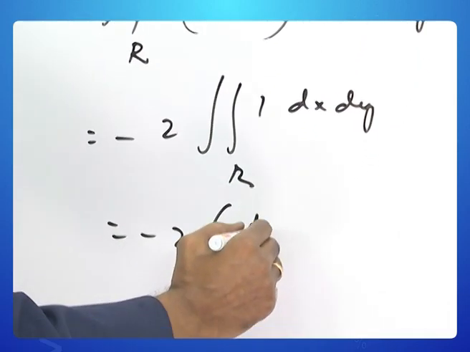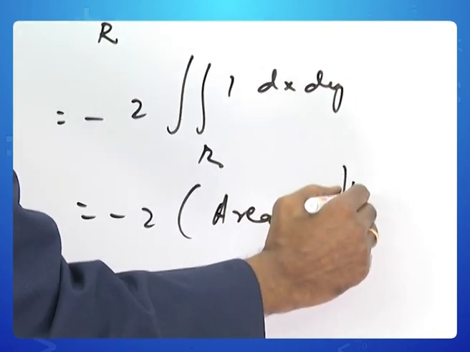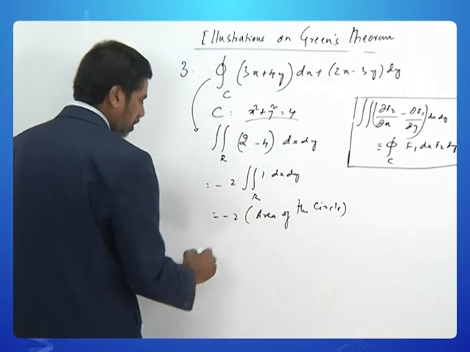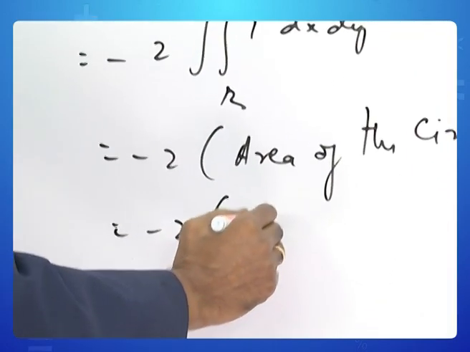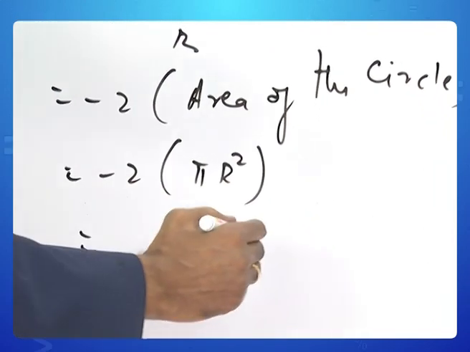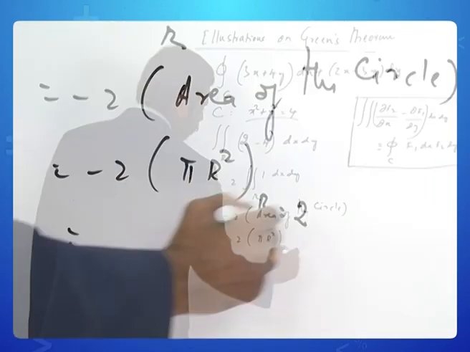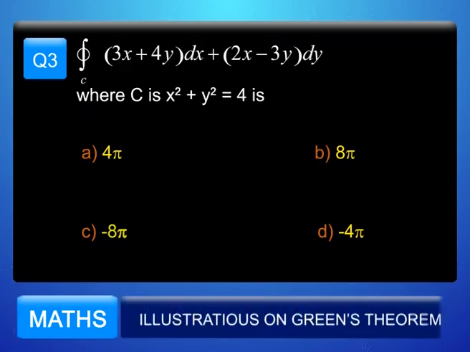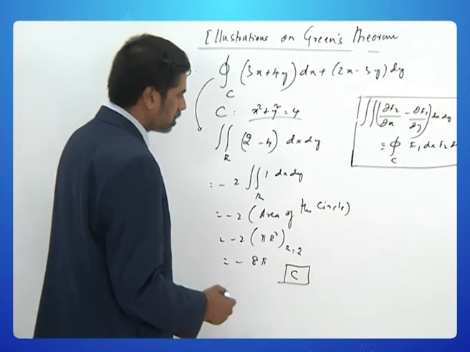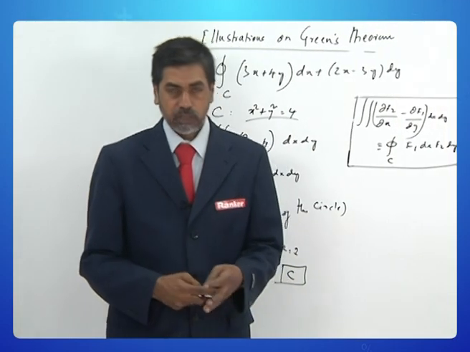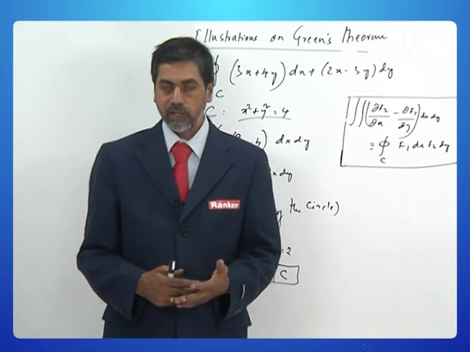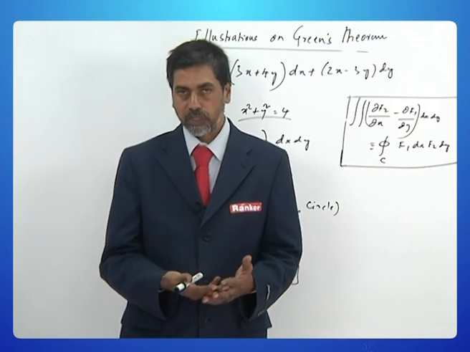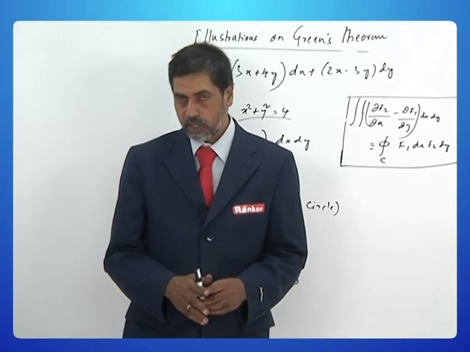That is, −2 times the area of the circle, because the curve is a circle. So −2 times πr², where r is 2. So this becomes −8π, and the correct option is C. So no challenge in this problem, absolutely. But this will contrast the first example, where we had x² + y² in the function, and therefore polar coordinates became necessary. Here this is straightforward area evaluation. Let's go to the next question.